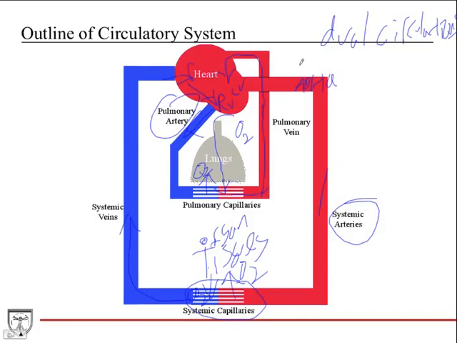So the way you can think of it is the pressure in the systemic circulation is high. So it's a high pressure system, okay? And it makes sense, because you've got to get blood to every area of the body other than the lungs, versus the pulmonary circulation, which is a low pressure system.